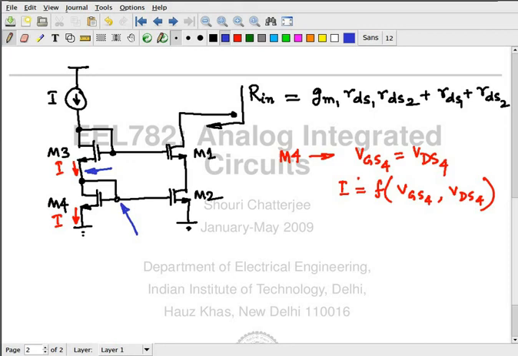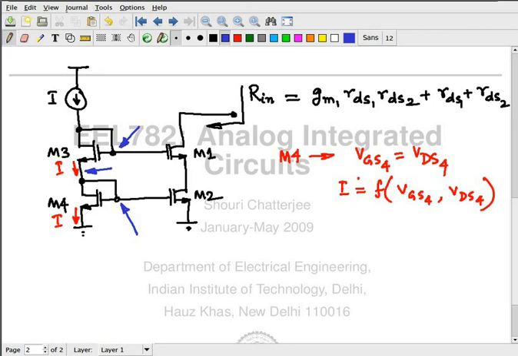And the same result, the same thing applies once again. So VGS of M3 also is fixed. As a result, this particular voltage is also very well defined. Fixed. Fine. So far, so good.